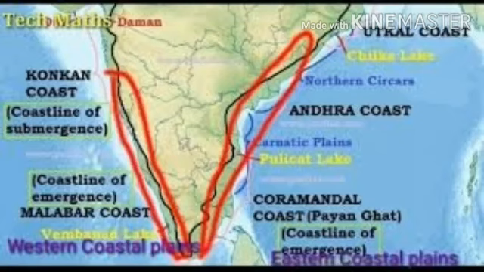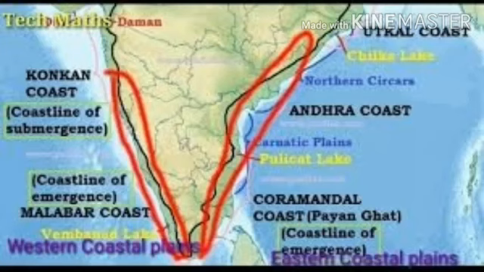The northern part of the coast is called the Konkan Coast. The central stretch is called the Kannad Plain. The southern stretch is called the Malabar Coast. See, Lake Chilika lies along the eastern coast.